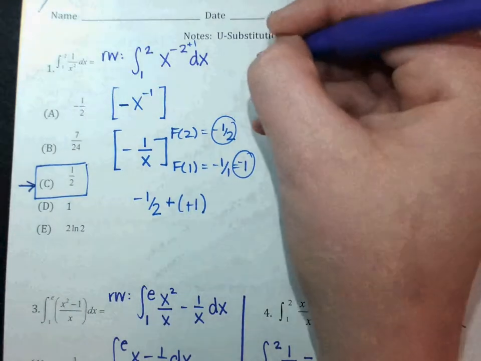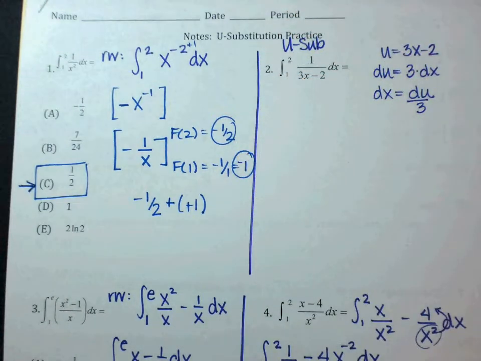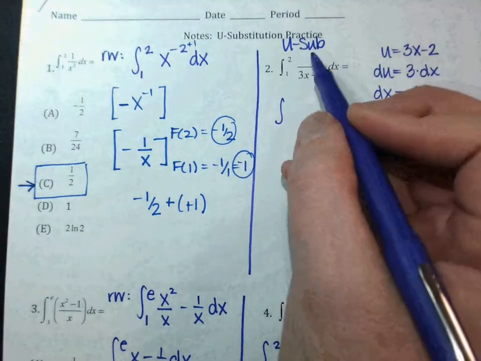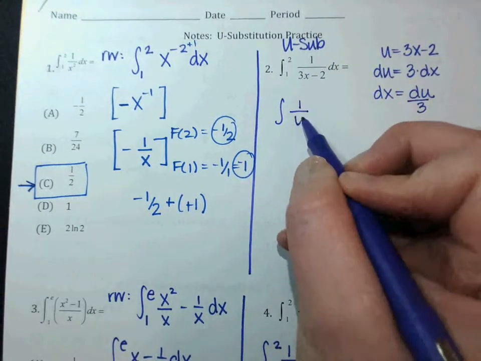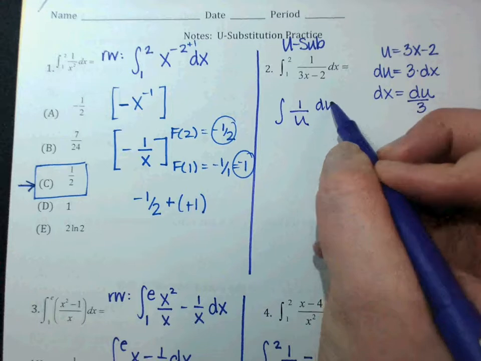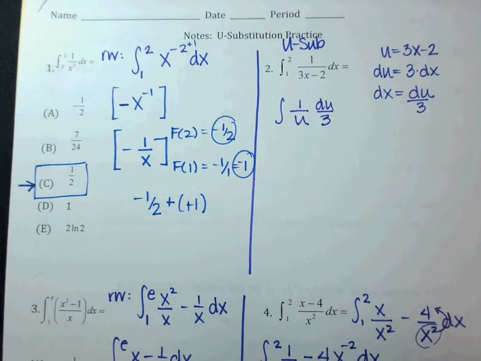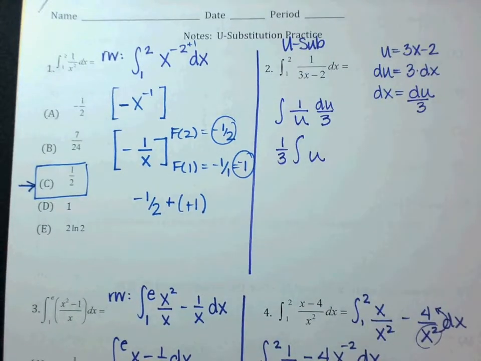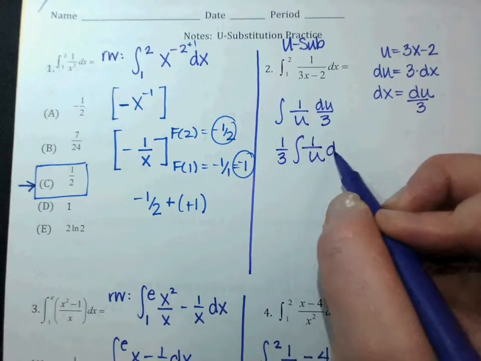Okay, so hold on. So plug the U in. Just rewrite it first. So it'd be 1 over u, and then du over 3. Hold on. And then what are we pulling to the outside? Okay? And then it's the integral of u? No. 1 over u. Good.